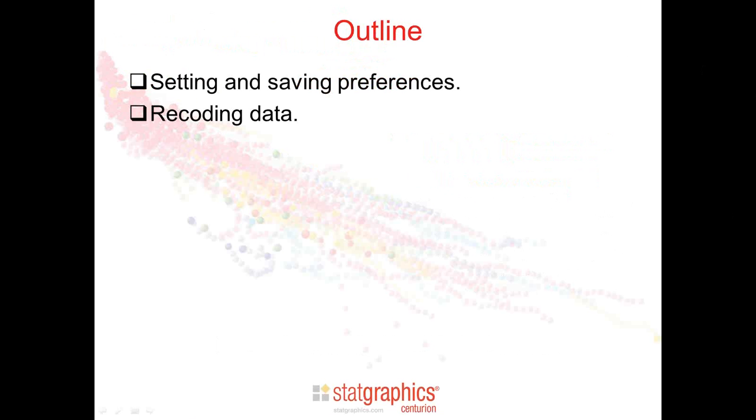The second topic I'll be talking about is recoding data. There's a procedure in the Statgraphics data book that allows you to convert numeric data to categorical data, which can be very helpful for doing different types of graphical presentations and also for running procedures such as an analysis of variance that expect data to be in categories.